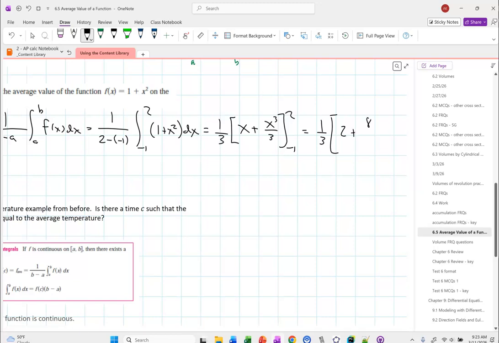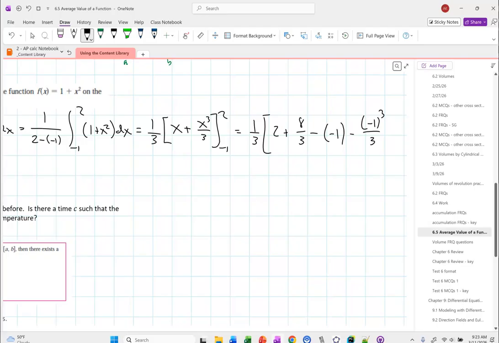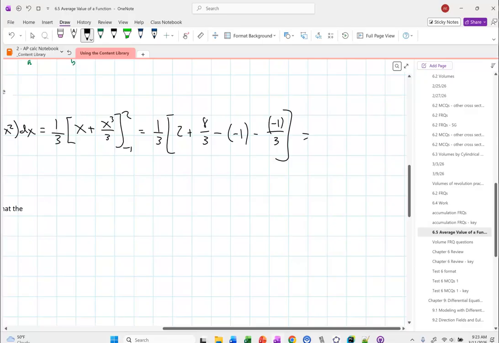So 2 plus 8/3 minus -1 minus -1 cubed over 3, well, I'll just write it. So that's a plus, right? 8/3 plus 1/3 is 3, and 2 plus 1 is 3, so that's 6 over 3, so that's just 2.